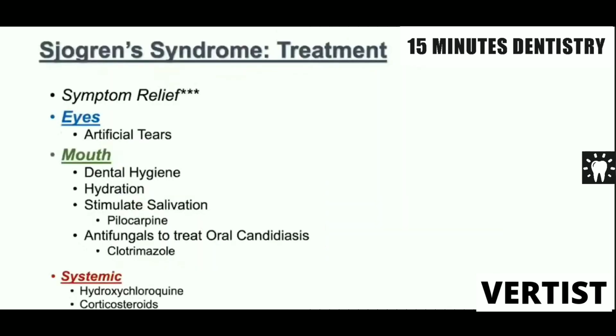And for treatment, you have to give symptomatic relief to the eye with artificial tears. Due to xerostomia, you have to give artificial saliva, which contains carboxymethyl cellulose, and stimulate salivation using pilocarpine. Antifungals have to be given for the opportunistic candidal infection, and it is treated with systemic hydroxychloroquine and corticosteroids.